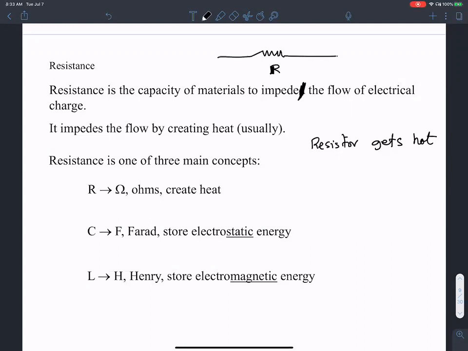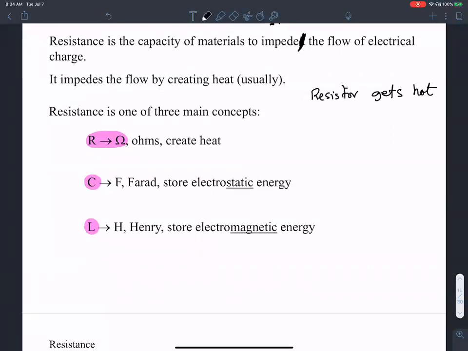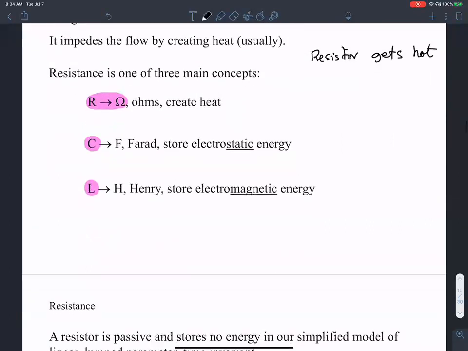Resistance is one of the three main components that we'll be looking at, the other two being capacitance and inductance. Capacitance in farads and inductance in henrys. Resistance is in ohms. Okay, resistance is in units of ohms. It's one of the three main concepts that we look at in this class. Resistance is the ability of materials to impede the flow of electric charge.